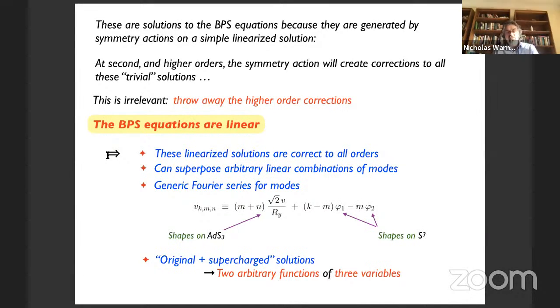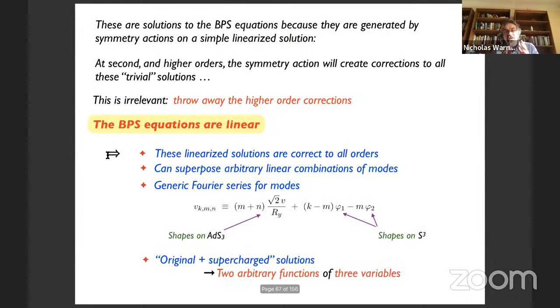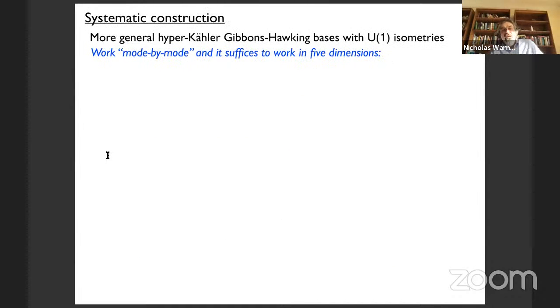So the nice thing is we've got all these solutions, but I just want to now talk about a more systematic construction. So I'm going to take a left turn. Everything I've said here is based on using the symmetry generators of R4, or really the symmetry generators of AdS3 times S3. But there's a really interesting question, which is completely unsolved, about how you do this more generally if you had a Gibbons-Hawking base. And I want to say a few little words about that.